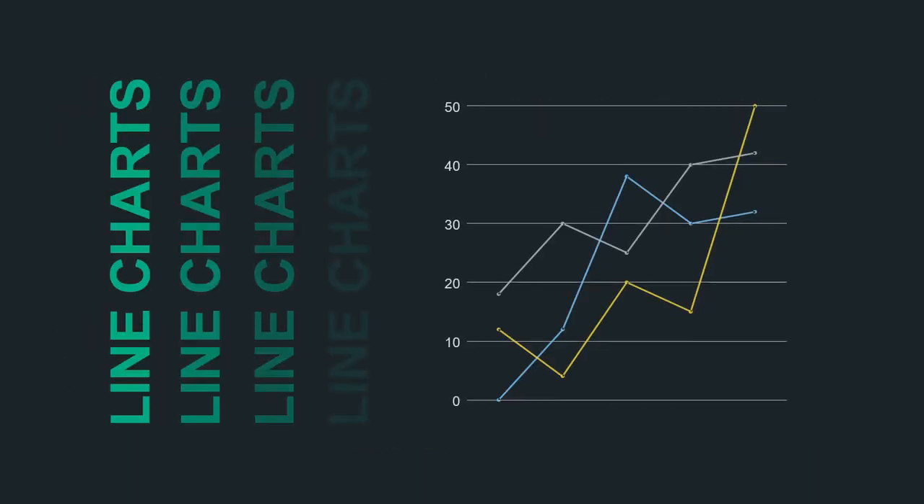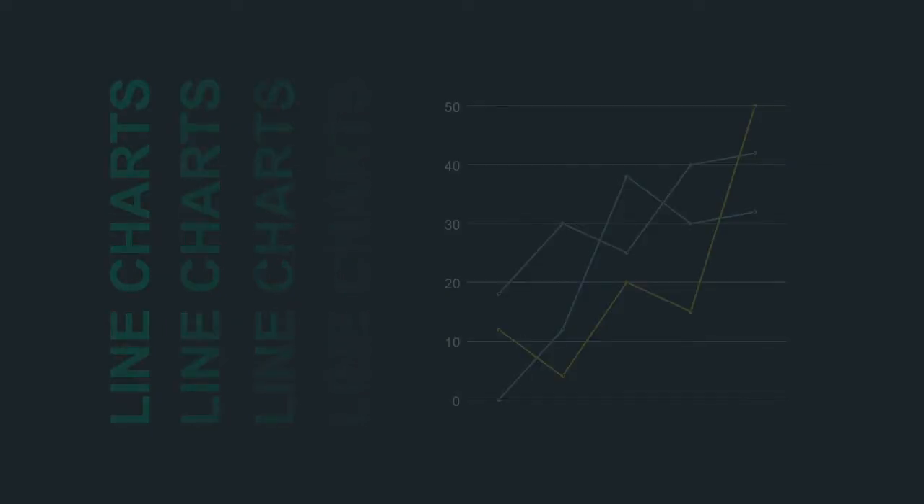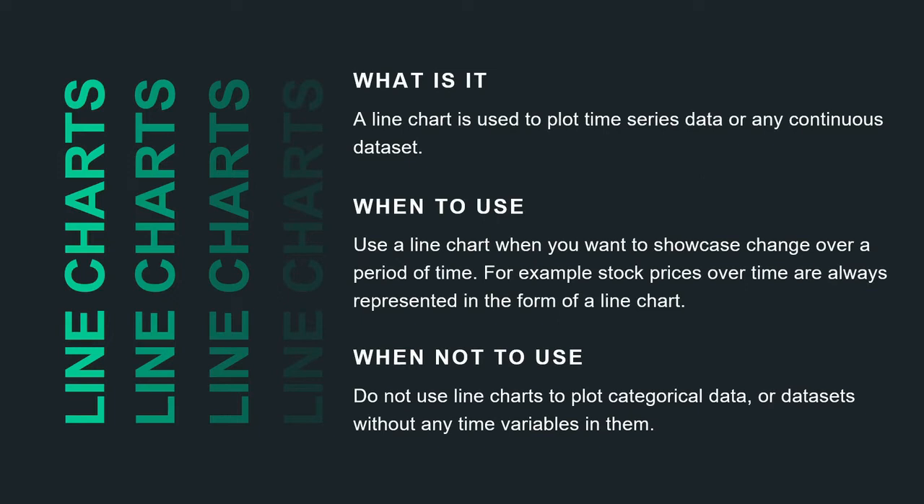Next chart type is a line chart. Line charts are usually used to plot time series data. They work very well when you have a date dimension in your data and want to showcase how your data has moved across time. Stock price charts are a great example of a line chart. You should not use a line chart to represent data without any time dimension to it. Plotting a line chart without any time dimension will make it confusing and less intuitive to read.